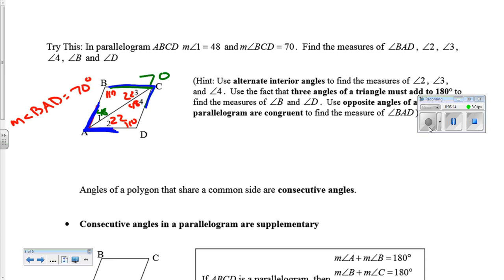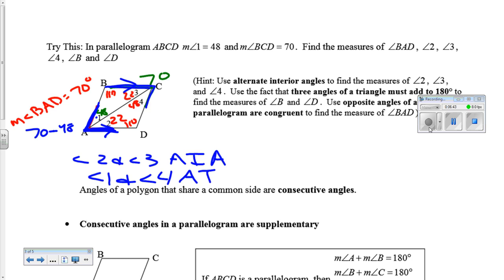Okay, from there I could actually find angle 2. Because if this whole big angle was 70, I could subtract 48, and 48 was given to me, that's how I got the 22. Now, if this is a parallelogram, these two sides are parallel. So that makes angle 2 and angle 3 alternate interior angles. It also makes angle 1 and angle 4 alternate interior angles. Think way back to the unit on angles. What is true about the measures of alternate interior angles? They're congruent. Okay, so if 2 is 22, that means 3 is 22 also. If 1 is 48, that means 4 is 48.